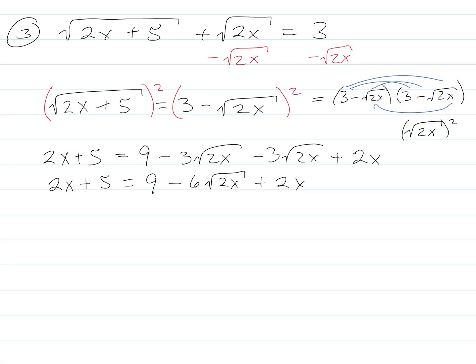All right, this is actually kind of neat because some things are canceling out. If I subtract 2x from both sides, that's going to cancel. So that just makes it a little bit easier to look at. 5 is equal to 9 minus 6 root 2x. I'm going to get rid of that negative sign, so I can do that by adding 6 root 2x to both sides.